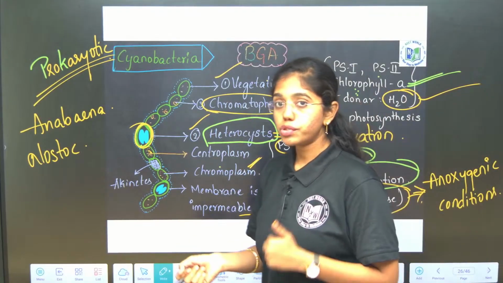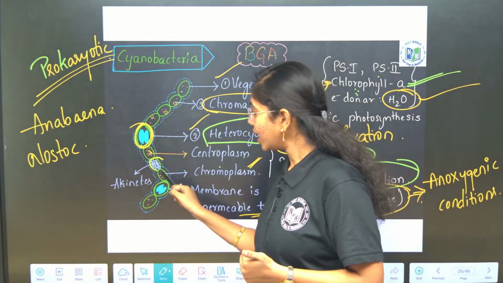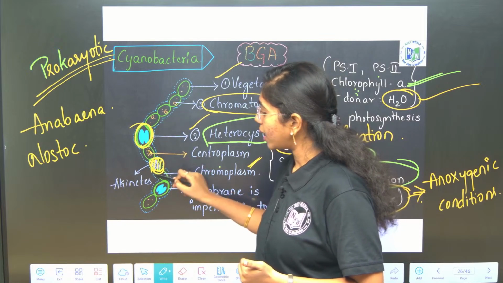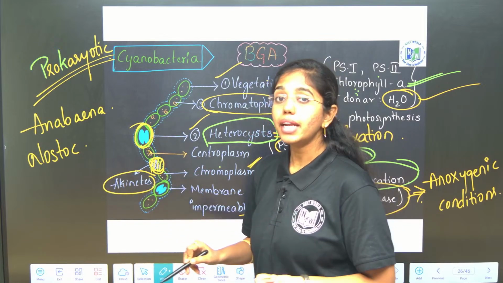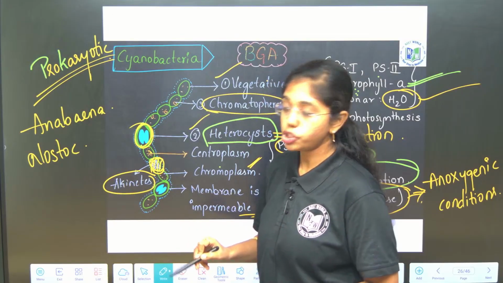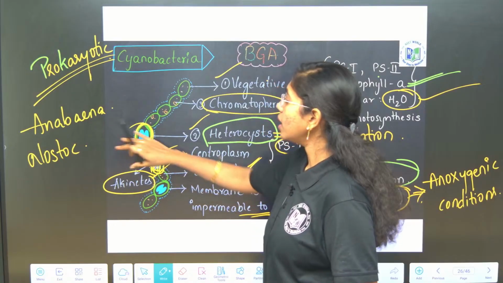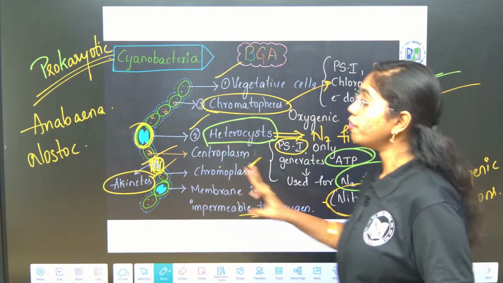Apart from vegetative cell and heterocyst, there are some thick and tough cells in between. They are dead cells called as what? Echinates. They aid in the process of vegetative propagation. Okay, they will fragment these filaments into two fragments and aid in vegetative propagation.